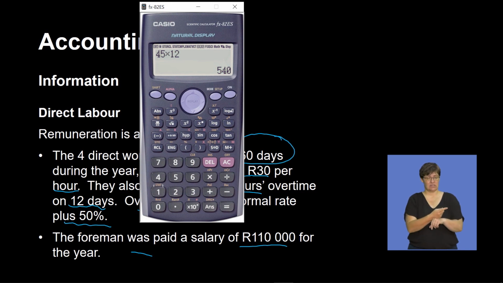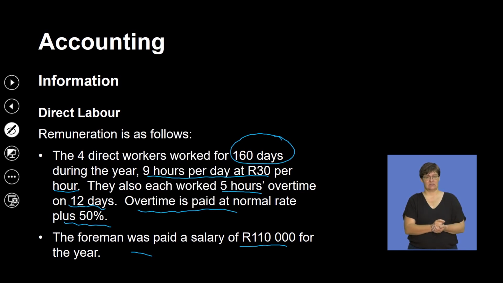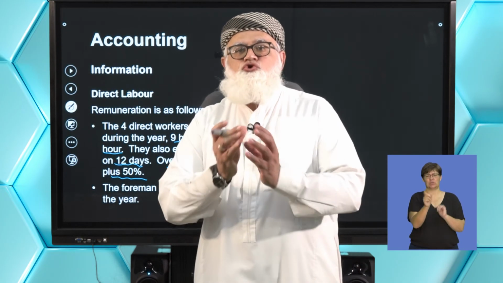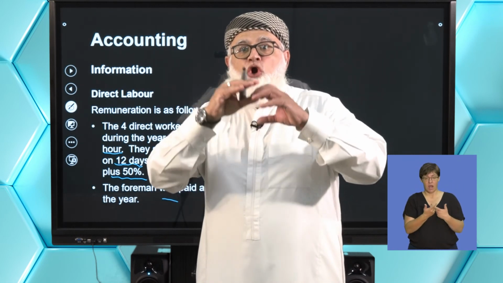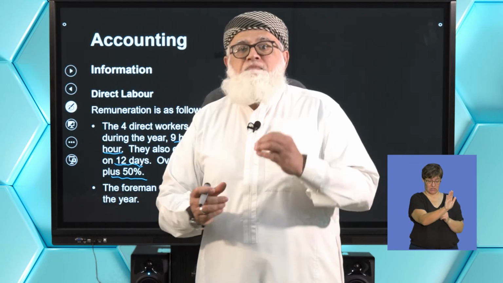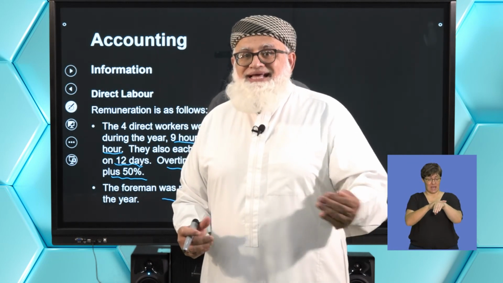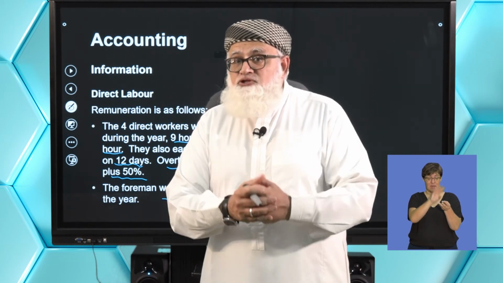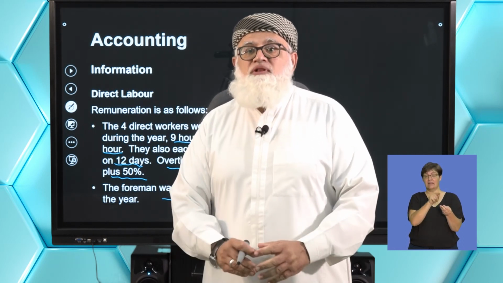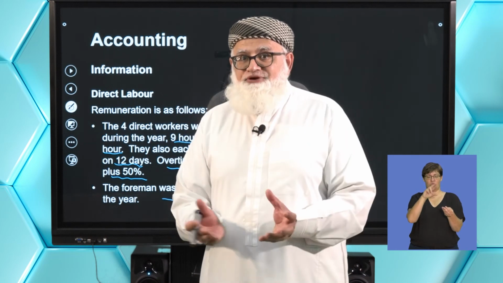Where's your number of hours here? Let's work out our number of hours. They told you they also worked 5 hours overtime on 12 days, and this is paid at the normal rate of 50%. So in other words, what is important for you to understand when you are doing this calculation, you take your normal rate plus your overtime rate, you add the two components together, and by adding the two components together, that will then give you your gross salary of whom?